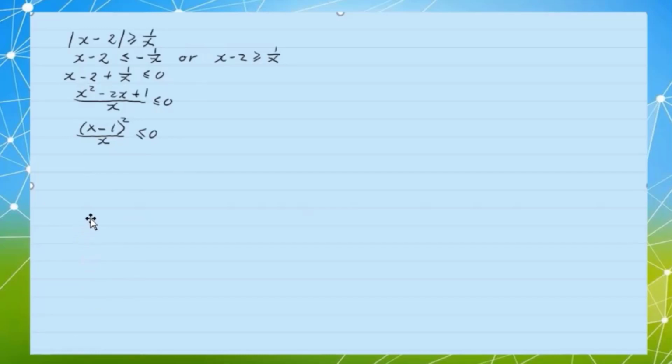Now to find the set of values of x in this inequality, I am going to make use of a number line and label it with the critical points, where the critical points are the values of x where x minus 1 becomes 0 and where x is 0. So that is when x is 0 and x is equal to 1.